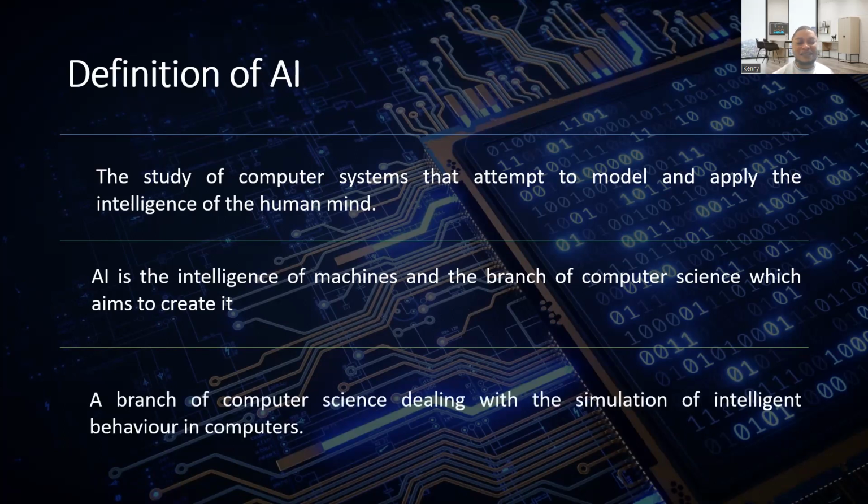Another definition also says it is a branch of computer science dealing with the simulation of intelligent behavior in computers. So we can also say it is a branch of computer science whereby you are simulating human intelligence, the way you are simulating a computer system, a computer algorithm, to think, to see, or to reason in the same manner that a human does.